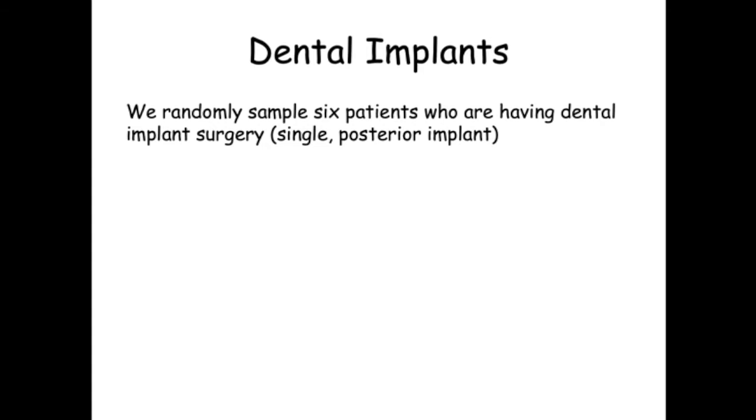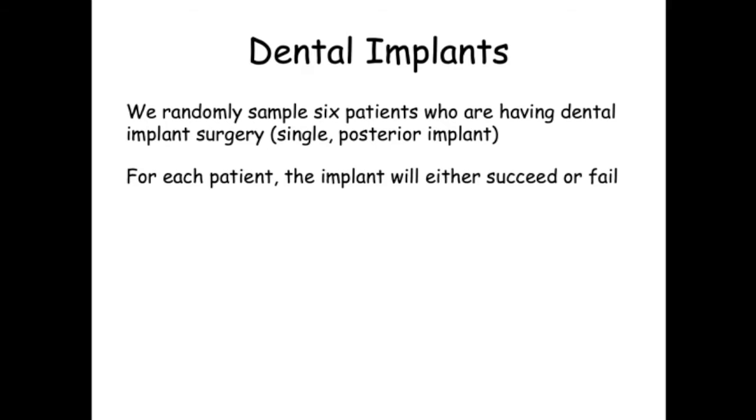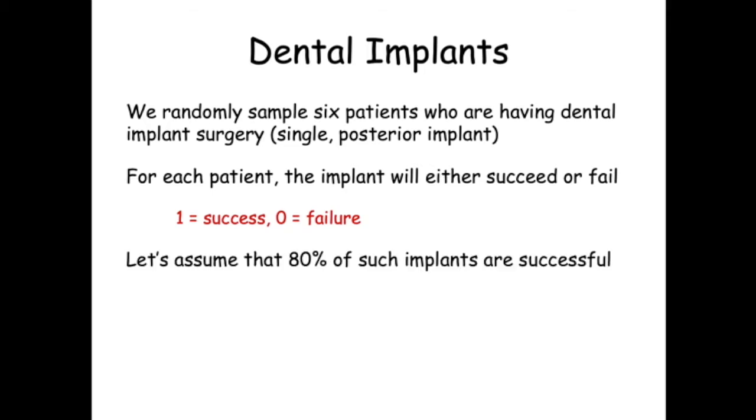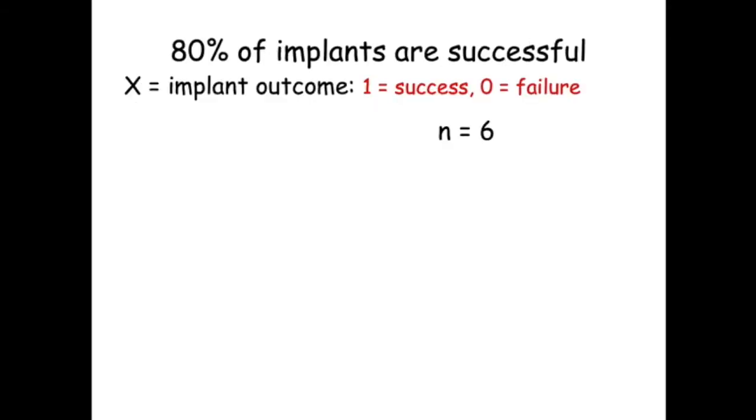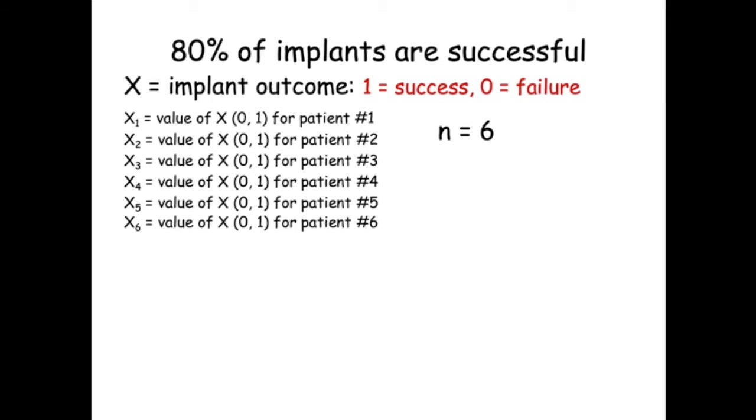We draw a random sample of 6 patients scheduled for a single posterior implant. For each of these patients, the implant will either succeed or fail. If it's a success, we'll give it a score of 1, and if it fails, we'll give it a score of 0. We'll assume that 80% of these implants are successful. We'll call this variable x, and when we collect 5-year data, x will be equal to 0 or 1 for each of these 6 patients.